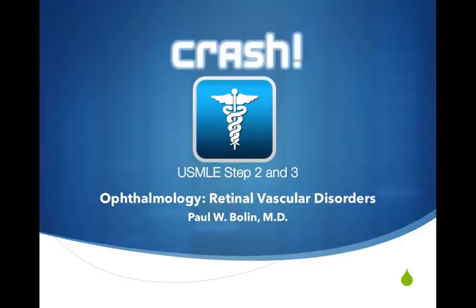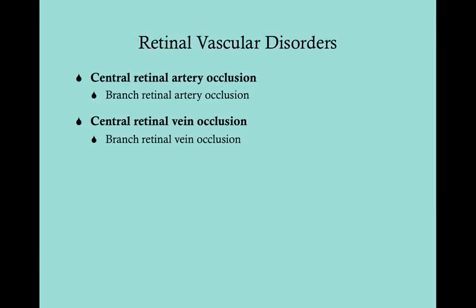Retinal vascular disorders is going to be the topic of this lecture. And by retinal vascular disorders, I'm referring to the central retinal artery occlusion and the central retinal vein occlusion. So you have a central retinal artery. The retinal artery is the first artery off of the internal carotid artery in most people. And that's going to branch into several smaller branches that then go off to different parts of the retina.